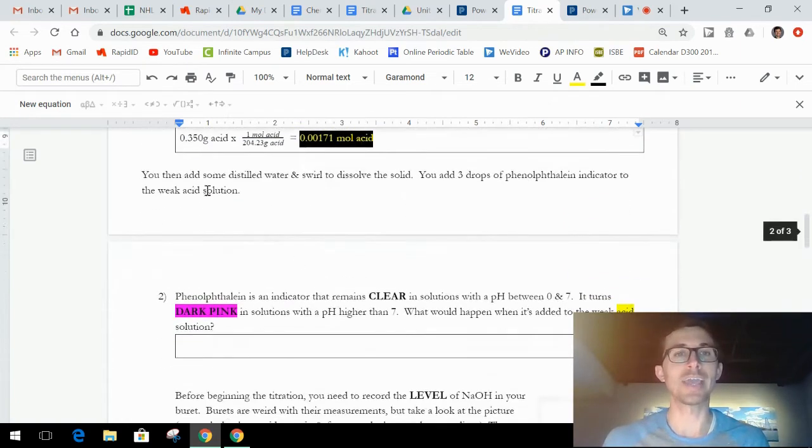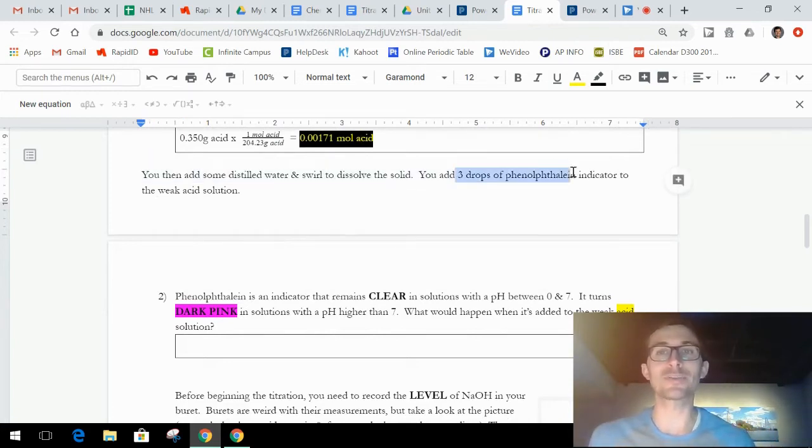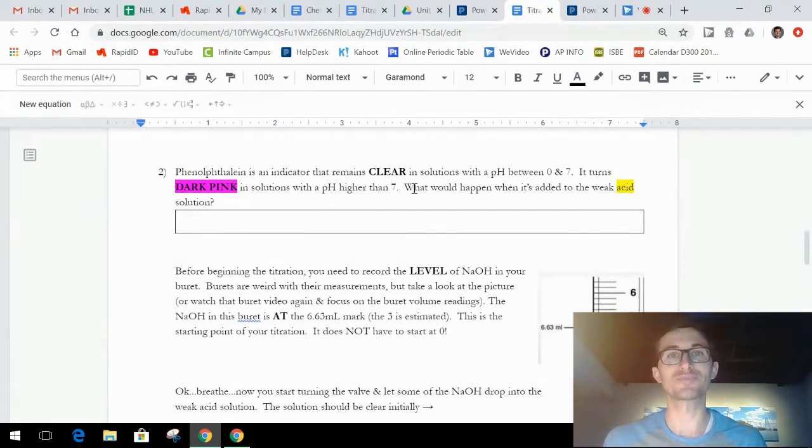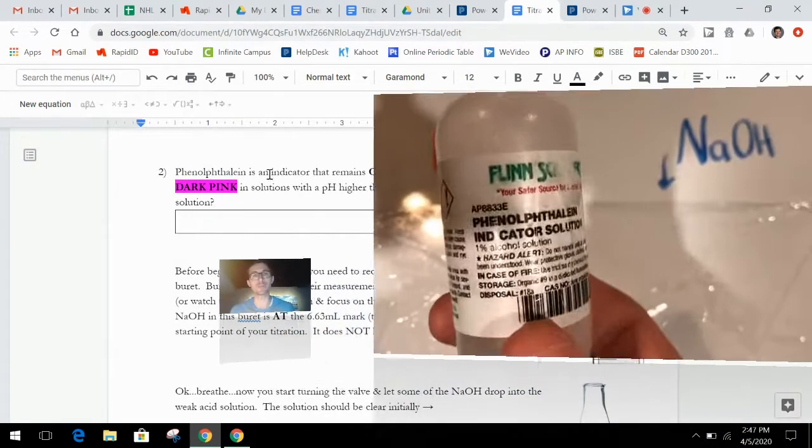In the titration, I add some water to the flask to dissolve the solid. I add some phenolphthalein indicator to the acid. Now down here, I'm going to show a quick video about what the phenolphthalein does.